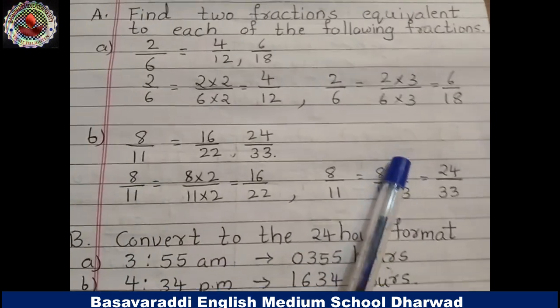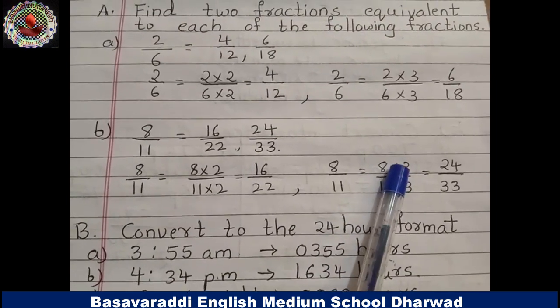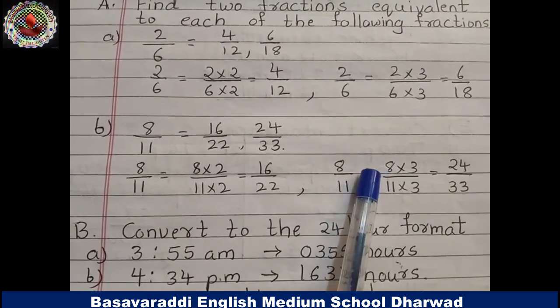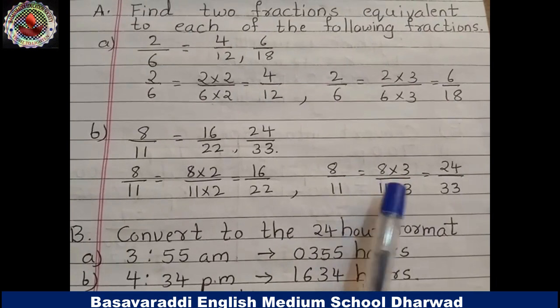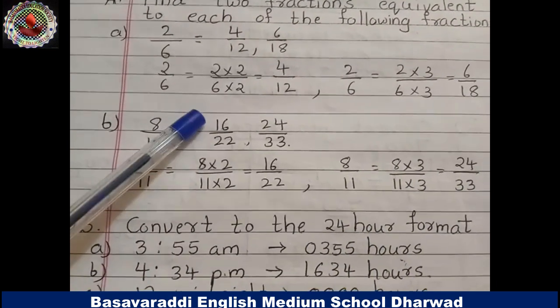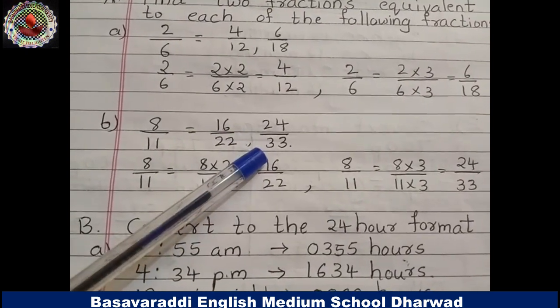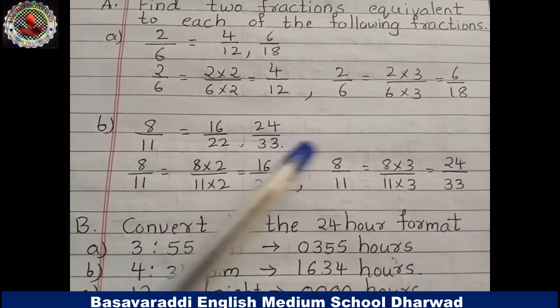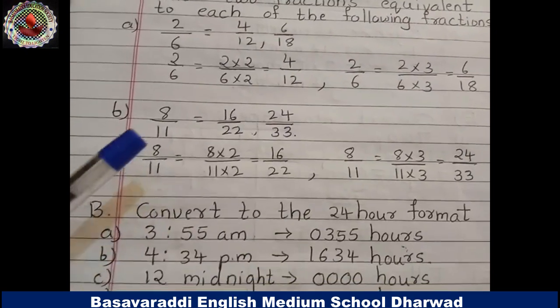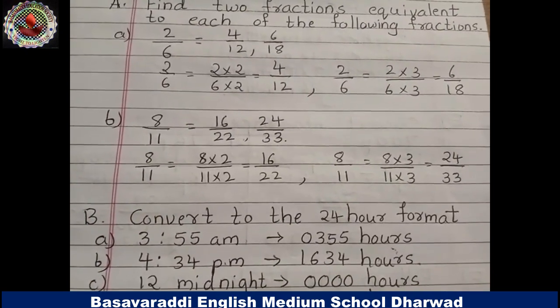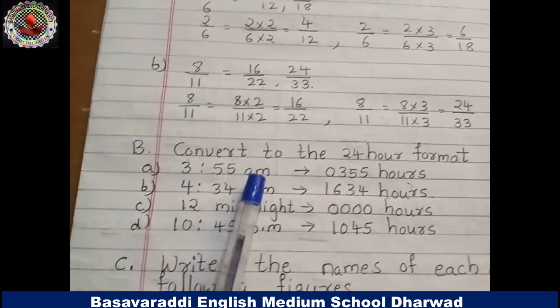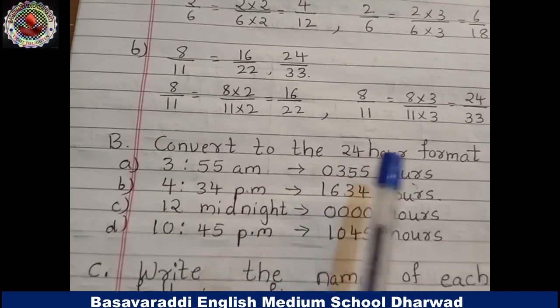Another one, we are multiplying the numerator and denominator by the same number. So 8 into 3 is 24, 11 into 3 is 33, so 16 upon 22 and 24 upon 33. If you want, you can take any number, but you have to multiply by the same number. B. Convert to the 24 hours format.